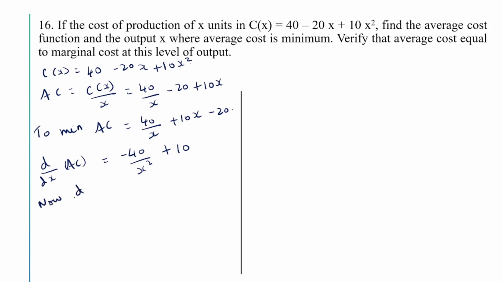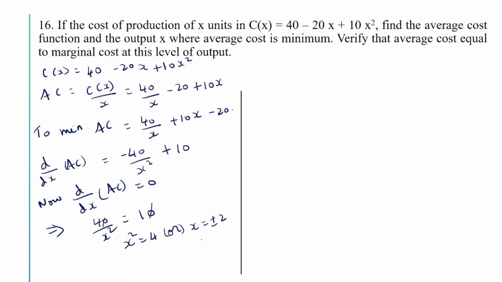Now d by dx of AC equal to 0, because at the critical points it is equal to 0. So we have 40 by x square is equal to 10, or x square is equal to 4, or x is equal to plus or minus 2. We cannot have x as minus 2 because the number of units cannot be negative. Therefore, x is equal to plus 2.